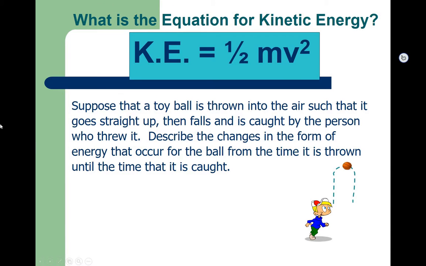So the equation for kinetic energy we're going to be using a lot. You need to remember it. Kinetic energy equals 1/2 mass velocity squared. So if we were looking at this boy and he tossed this ball up in the air and it came right back down to him, as it's going up in the air, what kind of energy is this? Kinetic. When it gets to the top, before it comes back down, what kind of energy am I at? Potential. And when it comes back down, I'm kinetic.